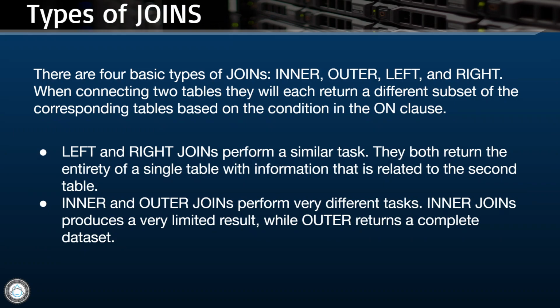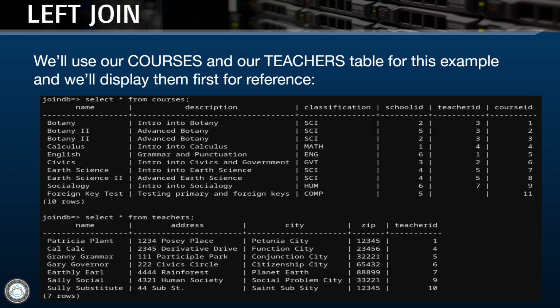And like we mentioned earlier, we're going to talk about 4 different joins: an inner, outer, left, and right. Left and right joins are almost identical and pretty much do the same thing. We're going to go over those first. Inner and outer joins are completely different, and you'll see that in a little bit too. So let's start off with a left join, and we're going to use our courses and our teachers table from our make-believe database. So as a reminder, here's what the tables look like. Here's our courses table, and down below is our teachers table.